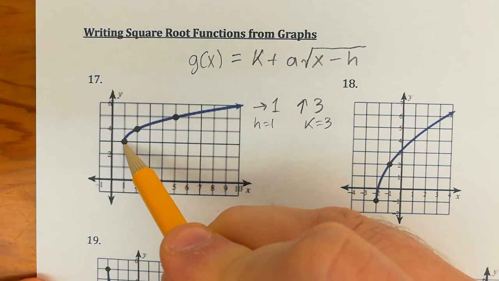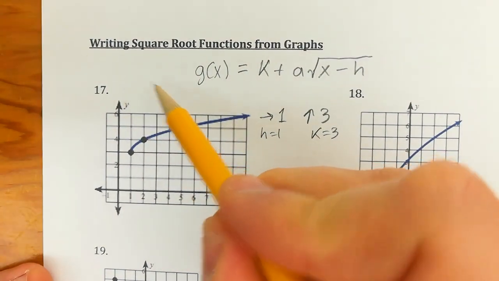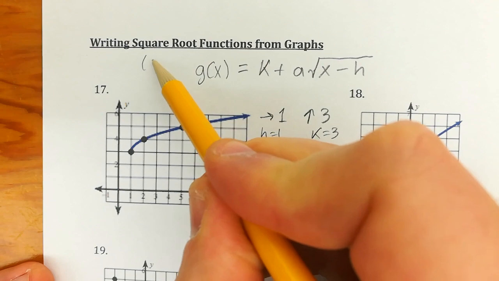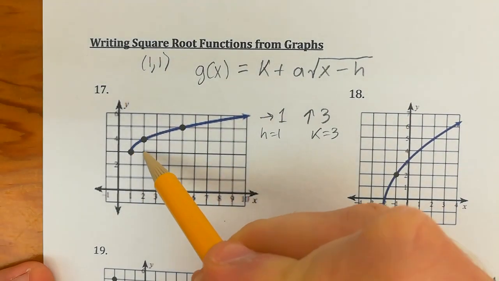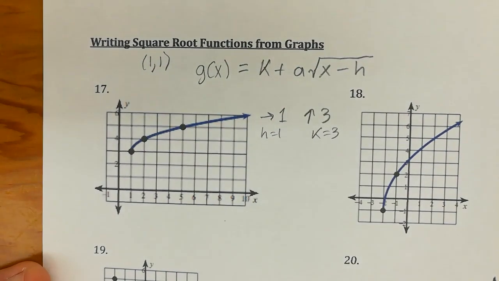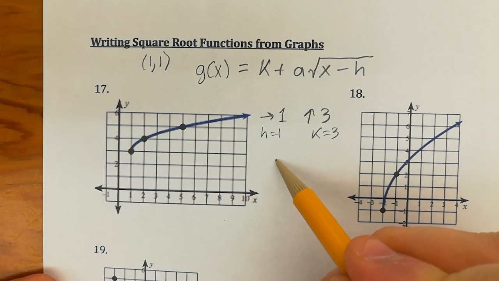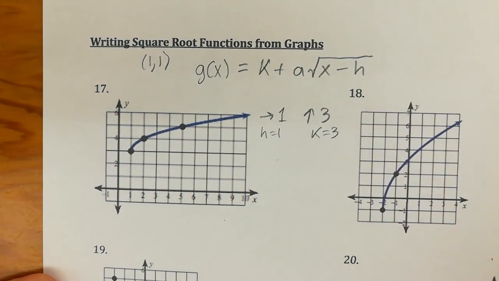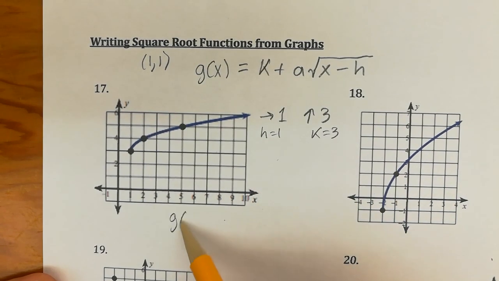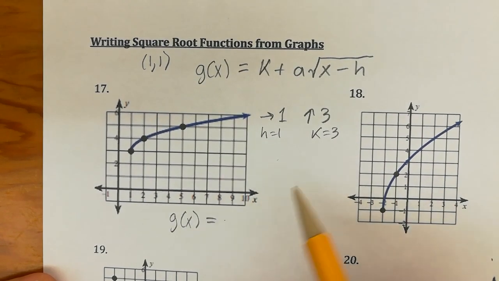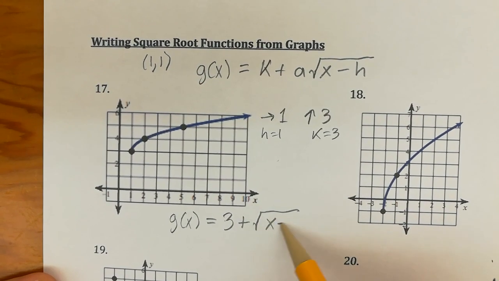And then there's no stretch. You can kind of just tell where that (1, 1) point is, right? We have that one reference point of (1, 1) on the parent. We can see that this goes over 1, up 1. It matches this. So there's no stretch, and there's no reflection either. So this is it. That just means a is 1, which you don't really need to write down. So our function then is g(x) = 3 + √(x − 1).